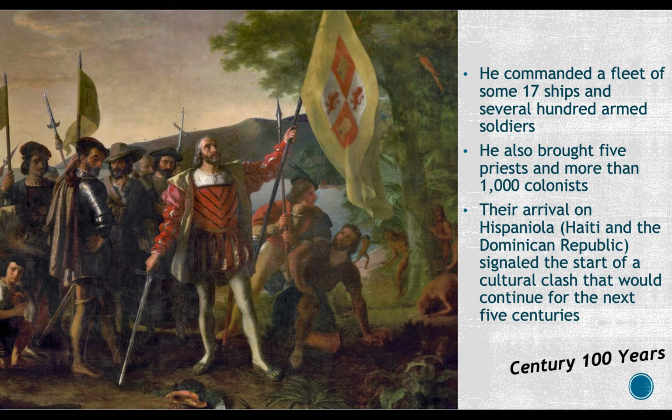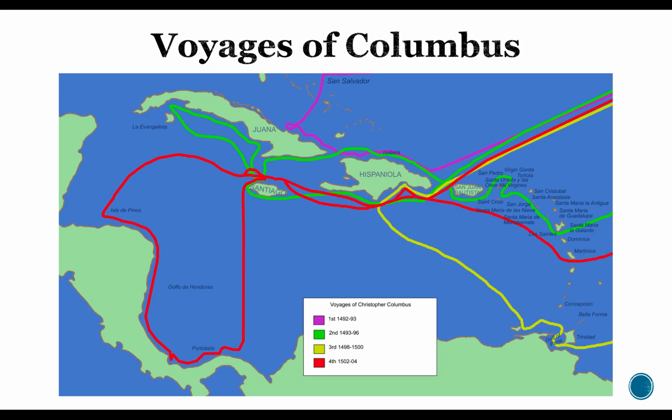A century is 100 years, so this is going to be a culture clash for the next 500 years. That's a long time. That's up until the end of the 1900s. All right, so here's another map of the voyages of Columbus. This is Cuba, Hispaniola, which is Haiti and the Dominican Republic, right here. Pretty cool. This is where he's sailing all the way around this area.